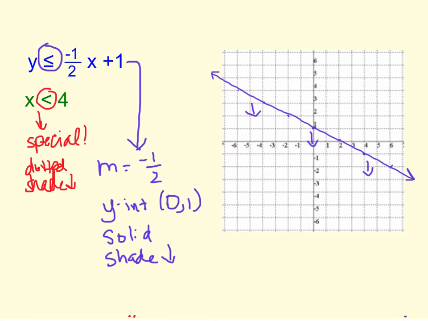So if you come over here to your graph, you go to where x is a 4, so that's on the x-axis, over here at a 4. We said dotted line, so we'll go ahead and draw in a dotted line.